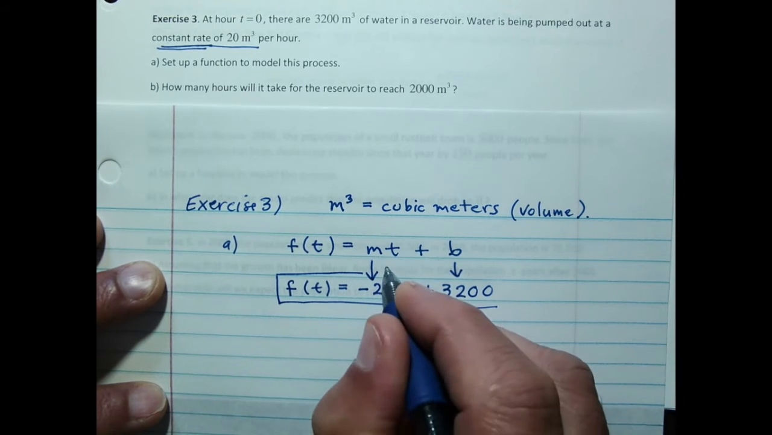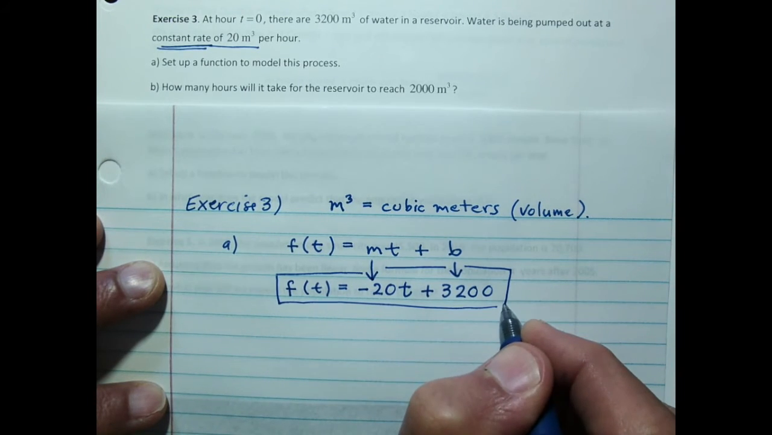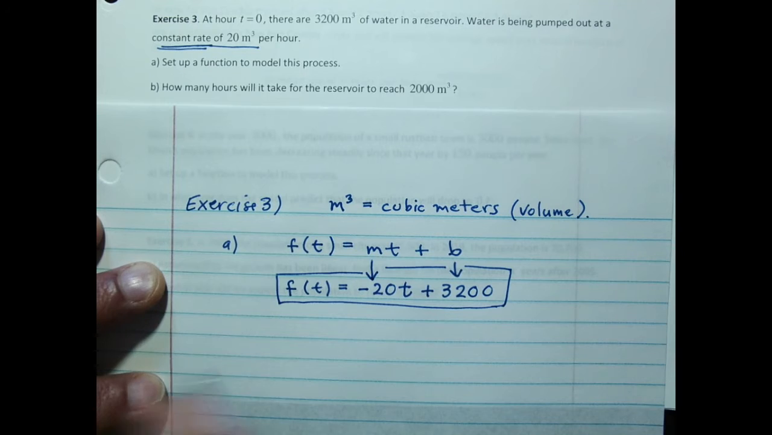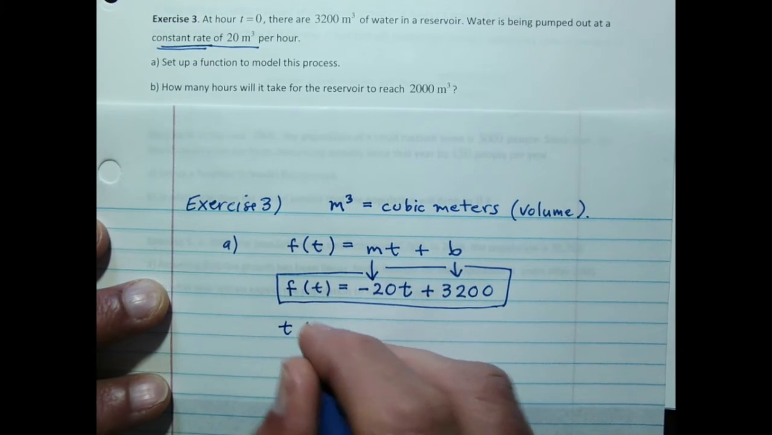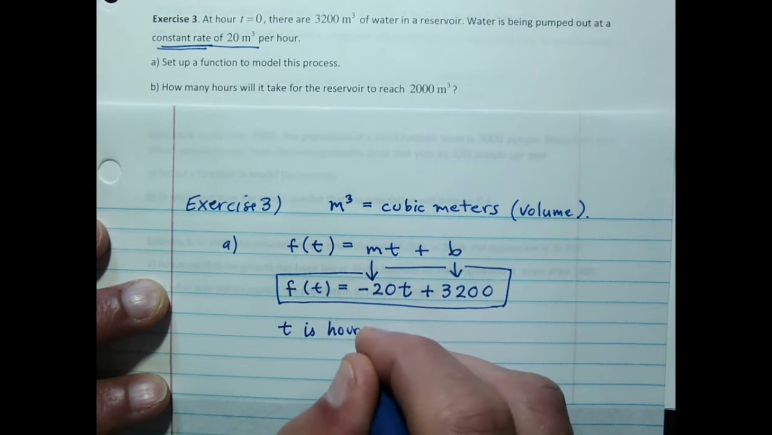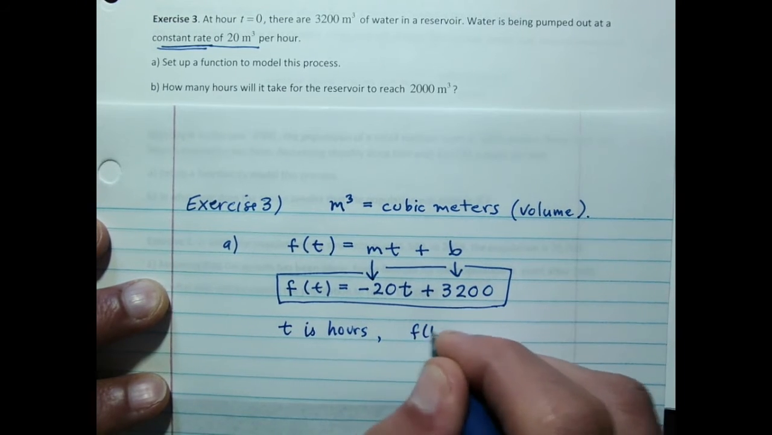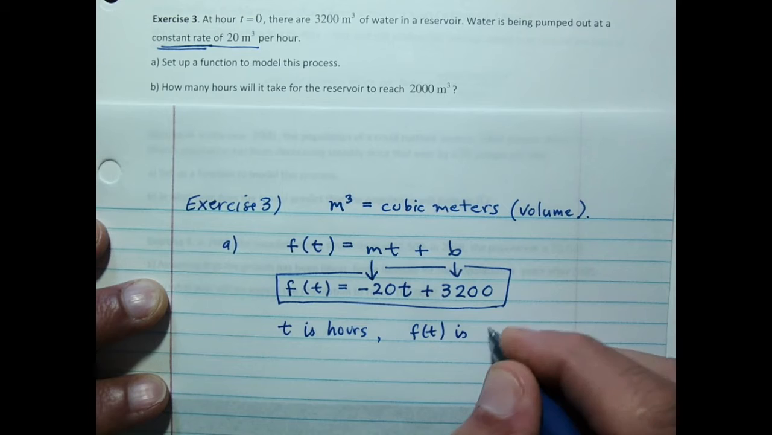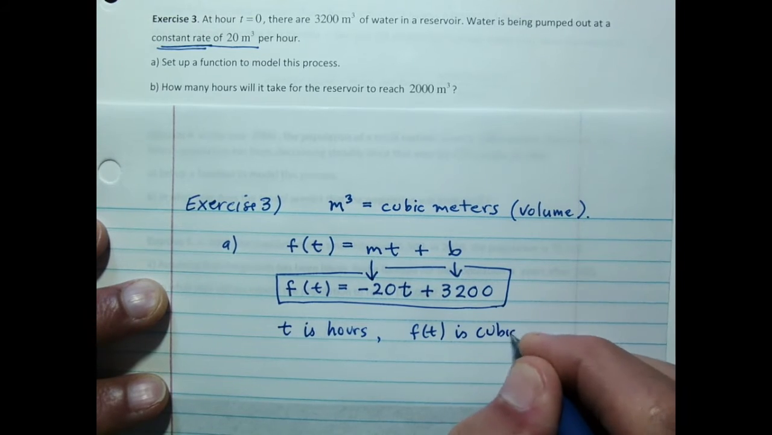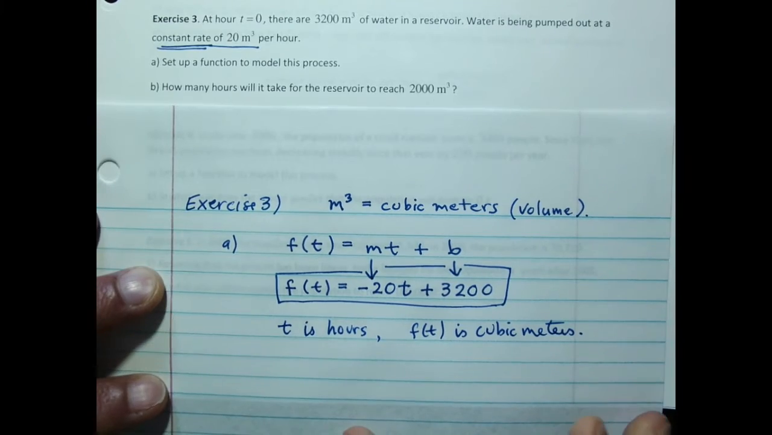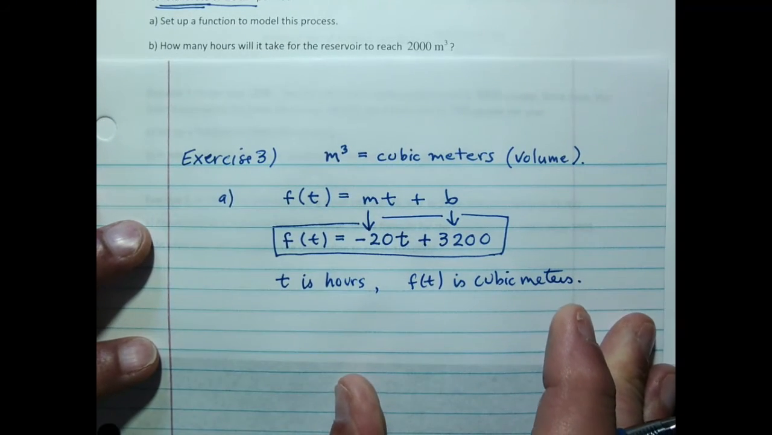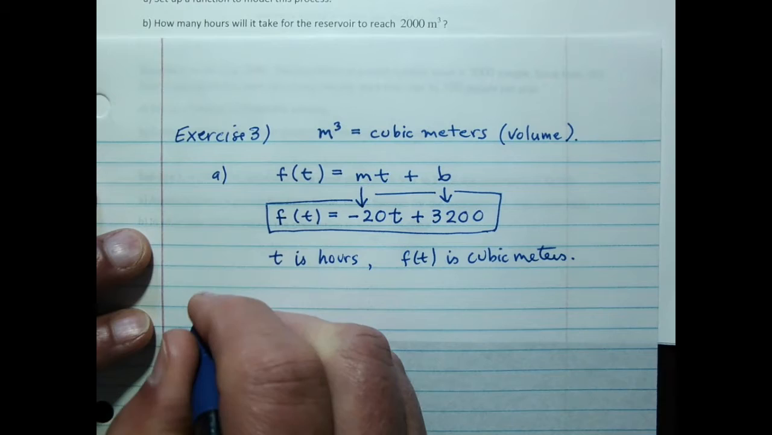f of t equals negative 20t plus 3,200. And I just want to say, t is hours. f of t is cubic meters, cubic meters of water in the reservoir. And now we have to answer question B.